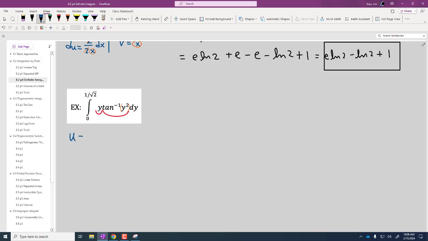So we're going to put u equals inverse tangent of y squared. And then dv is everything else, so that's just y dy. So there's our substitution. That's the one that makes the most sense. We don't know how to integrate inverse tangent, so we'll throw it with the u because we can differentiate anything.